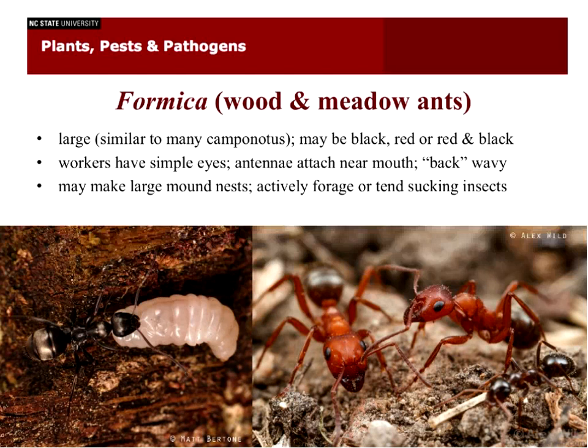So the first is that they possess three simple eyes. The workers have these little three dots. Those are the simple eyes that are lacking in Camponotus. The second is that they have this wavy back. It's not evenly sloping like Camponotus. It's got this nice undulation. And lastly, their antennae will attach near their top lip, basically, rather than up near the middle of their face. So with those types of characteristics, you should be able to identify these two large ant groups.